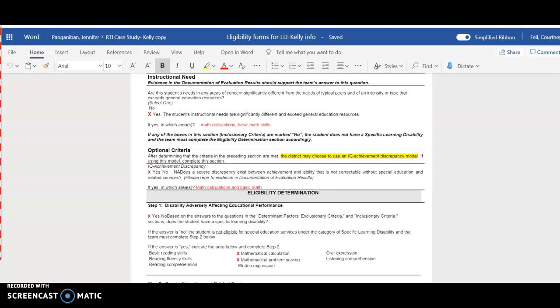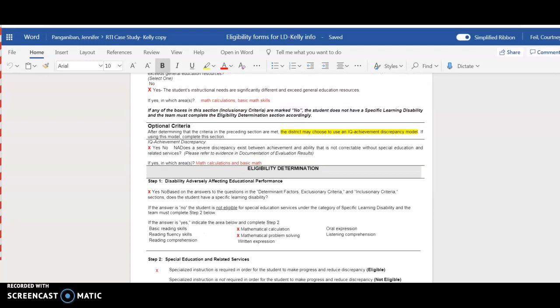In Kelly's case, it is yes. Her instructional needs are significantly different and exceed general education resources. She has had 27 weeks of intervention, and at this point, her slope is not improving. And the area is math calculations or basic math skills. If any of the boxes in this section are marked no, then the student does not have a specific learning disability, and then the team would complete the eligibility determination accordingly, saying that they do not have a specific learning disability.